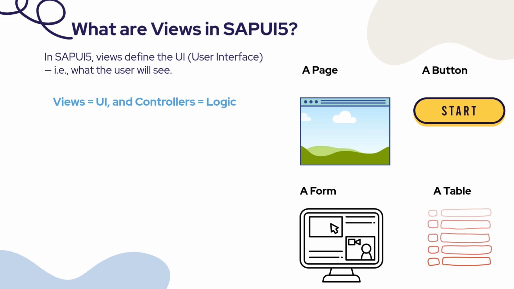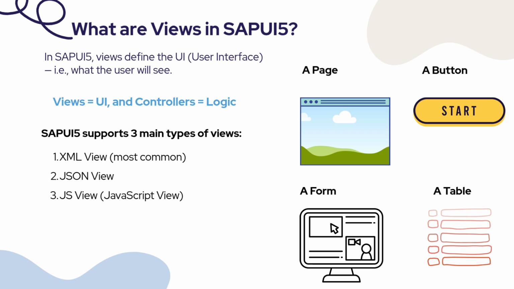SAP UI5 supports three main types of views. First is XML views, which is the most common view. Second, JSON view, and the third is JavaScript view. Let's go through each one with a quick example.